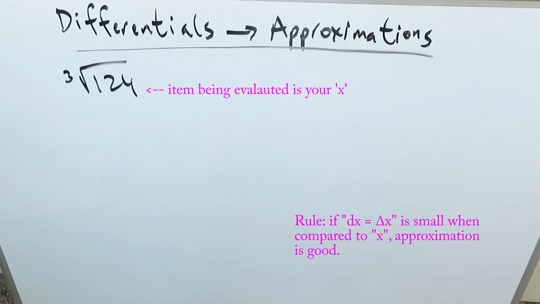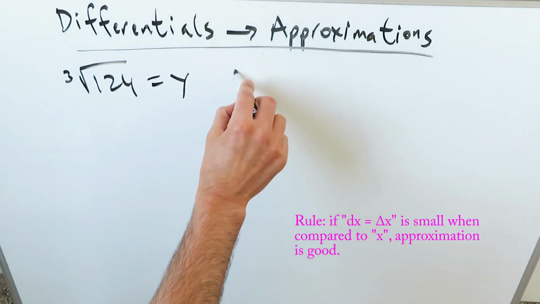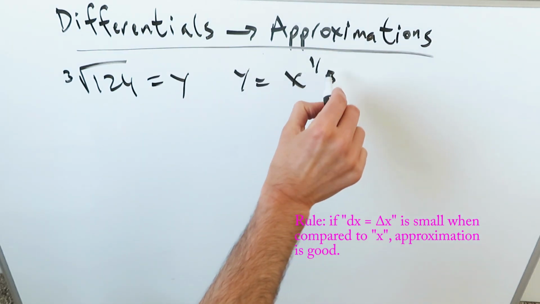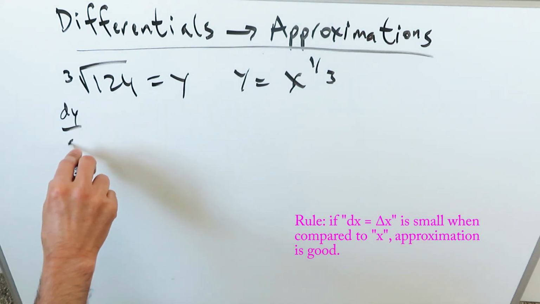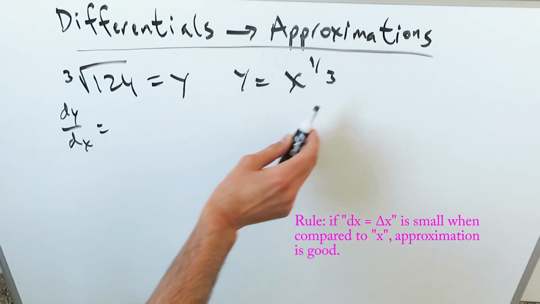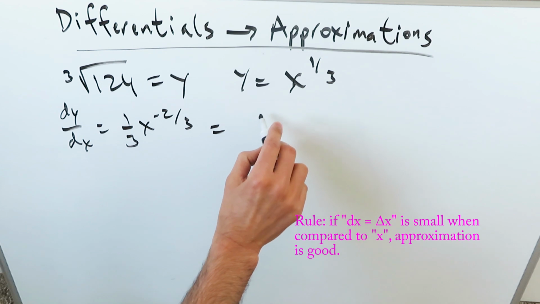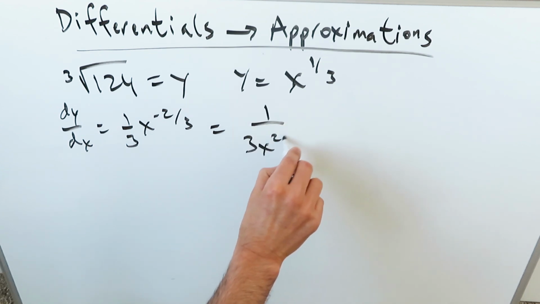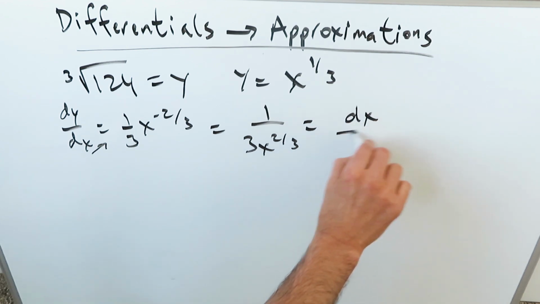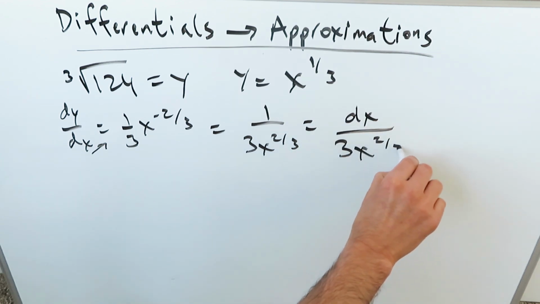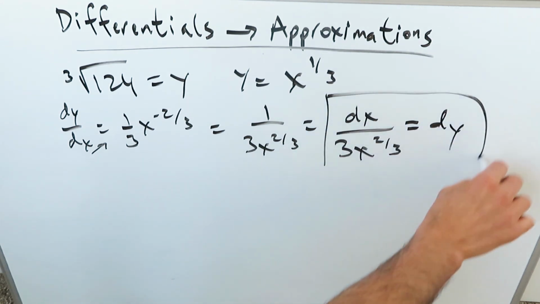How can we use differentials to approximate it? I'm looking at a certain function, y is equal to x to the power of 1 over 3. That's what I have. Let's bring in our differential concept. If I do dy over dx, I'm doing the derivative of this using the power rule. I have 1 over 3 x to the power of minus 2 over 3, which is 1 over 3 x to the power of 2 over 3. I push the dx onto the other side. I'll have dx over 3 x to the power of 2 over 3, and that's equal to dy. And we've determined this, and it's correct.